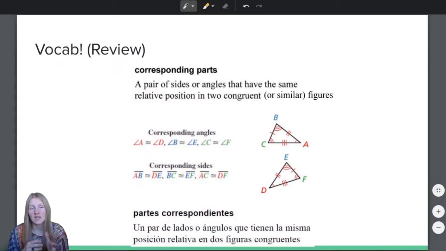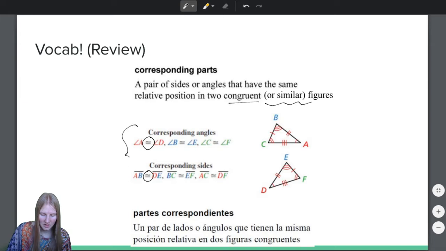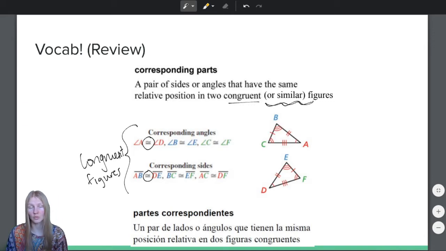We talked about these in the last video. We're going to talk about them again. A pair of sides or angles that have the same relative position in 2 congruent or similar figures. The definition talks about congruent figures, that corresponding angles are congruent and corresponding sides are congruent. So this is for congruent figures. But in similar figures, we still have corresponding parts, but instead of the sides being congruent, we have proportional sides. So side AB is similar to side DE, or proportional.